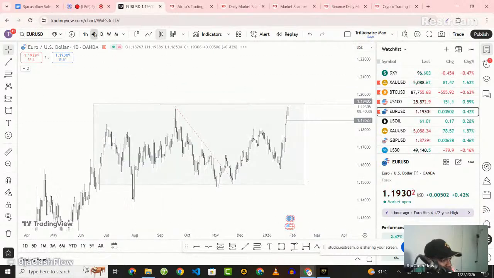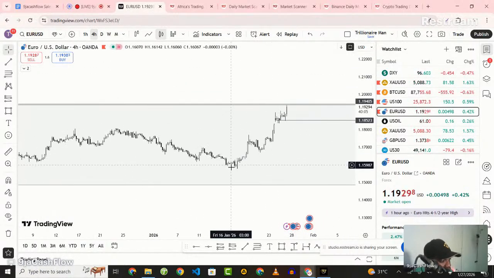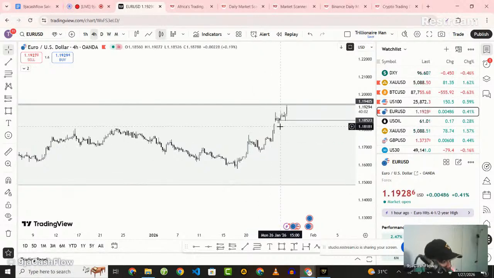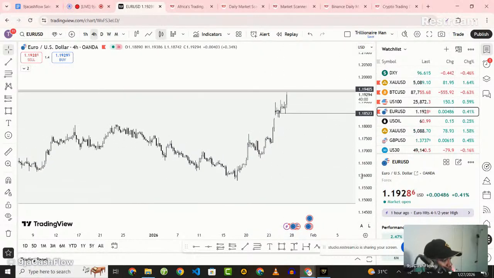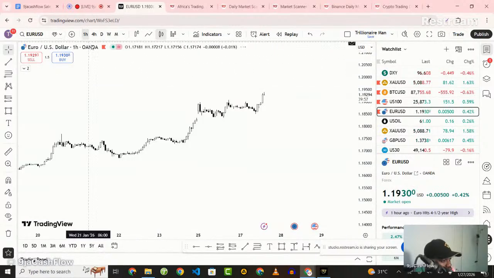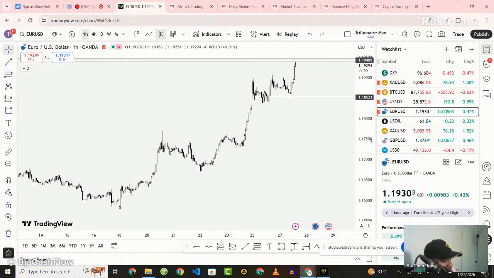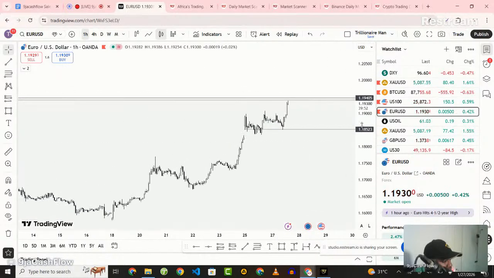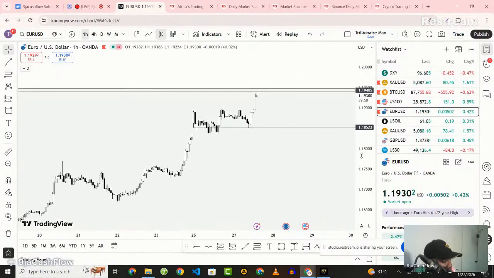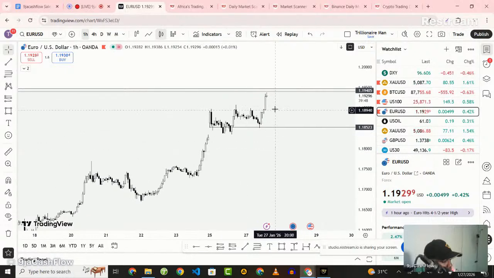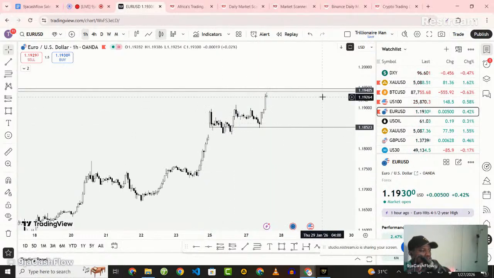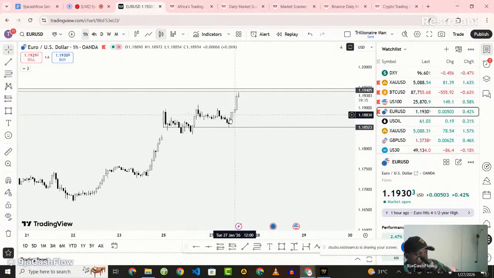So let's move lower to 4 hour. 4 hour is also pretty bullish. High, low. Okay, let's come to 1 hour. So for 1 hour, high, low, high. Okay, so for 1 hour, it's also pretty bullish. So this is the setup I saw today. Don't forget, this is the low of the day.